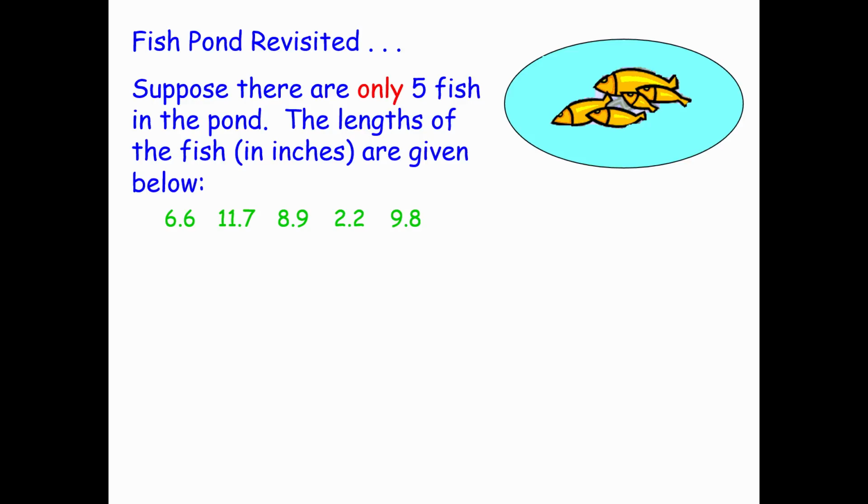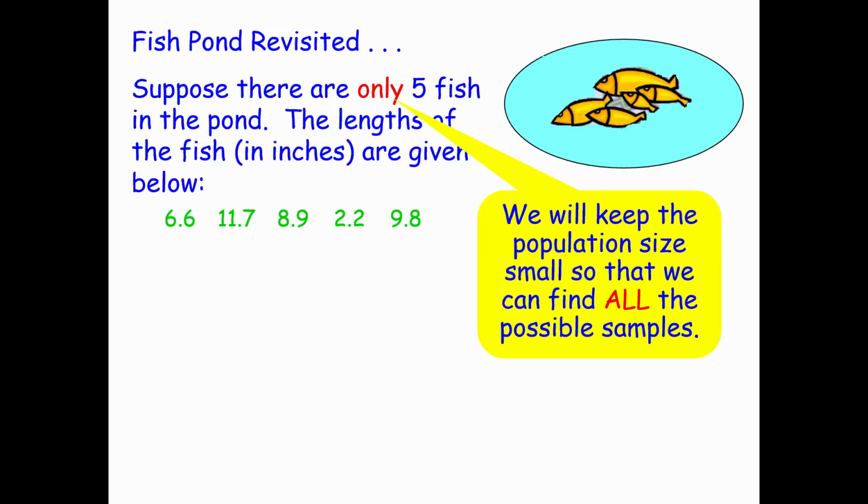Last week we talked about the fish example, and I believe there were 20 fish, but now we're only going to talk about 5 fish in the pond. They've randomly chosen 5 fish. The lengths of the fish are given below. We'll keep the population size small so that we can figure out all the different possibilities.